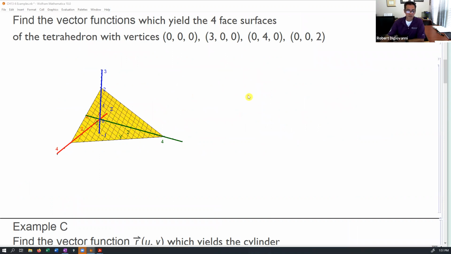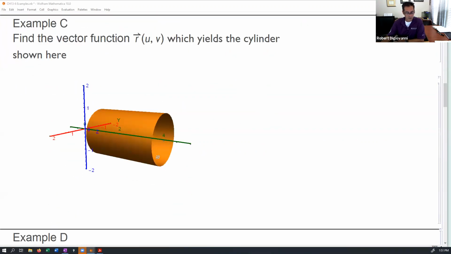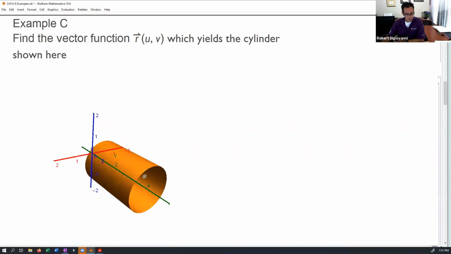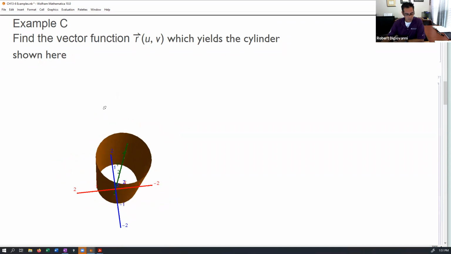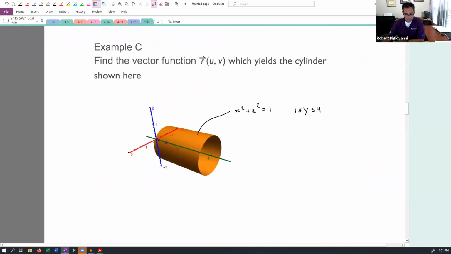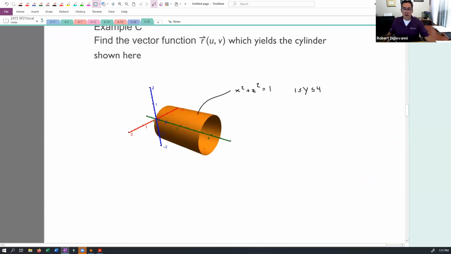All right, you ready for the next surface? Here it is. I gave you the equation of that cylinder, and I want you to draw it for me. So, is this one surface, two surfaces, three surfaces? How many surfaces do we have here? One. Just one, right? It's just the cylinder, that's it.